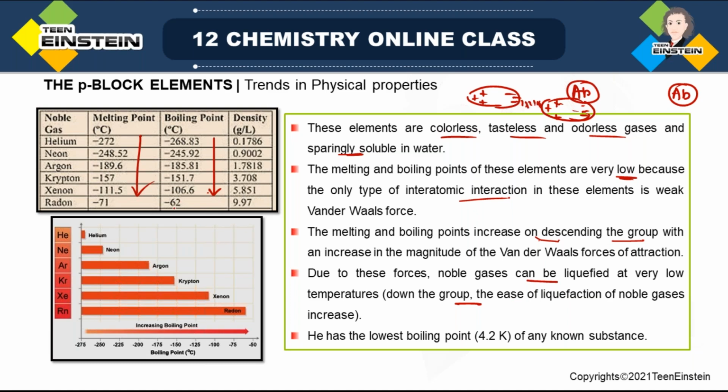And that is expected because suppose if you want to liquefy xenon, you just have to reach this temperature. But if you want to liquefy helium, now you have to reach a much more negative temperature. So it is difficult. Helium has the lowest boiling point, that is minus 268.83. If you convert to Kelvin unit, it is 4.2. And see, it is the lowest boiling point of any known substance. Okay, so you can understand how low it is.